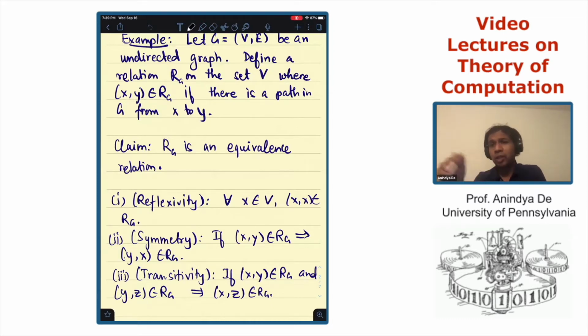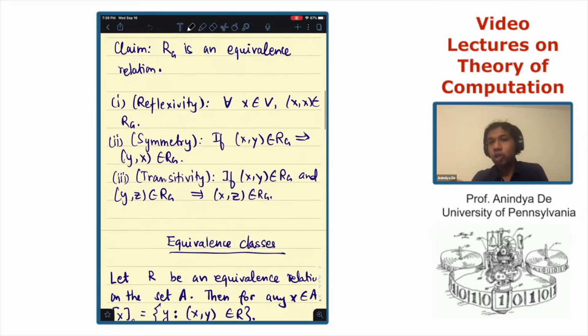If there's a path from X to Y and there's a path from Y to Z, then there's also a path from X to Z. You can go from X to Y and then Y to Z. Potentially there's a simpler path, but certainly you can go from X to Z. So this verifies that the relation R sub G is also transitive. In summary, R sub G is an equivalence relation.